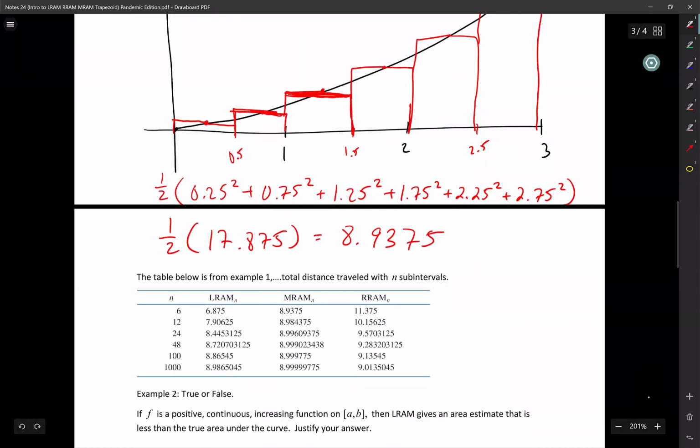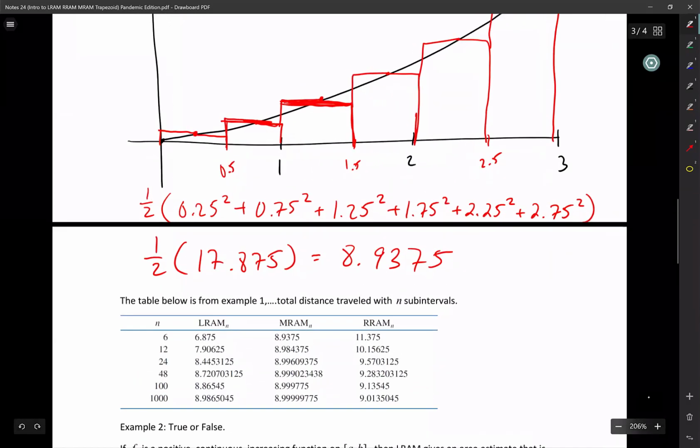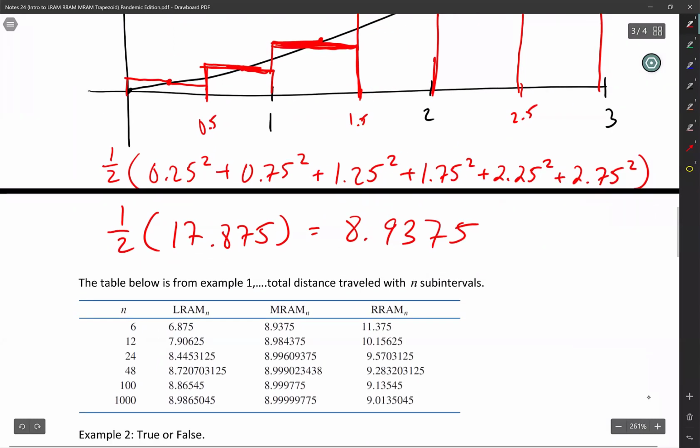All right, so notice, what do I have here? This table below, for example, the total distance traveled with n sub-intervals. So look, we did this one right here. Let's see, did we get those same numbers? Did we get 6.875 for LRAM? Did we get 11.375 for RRAM?